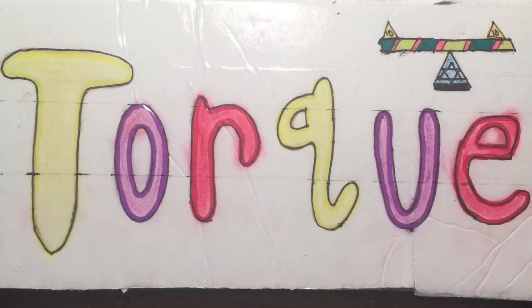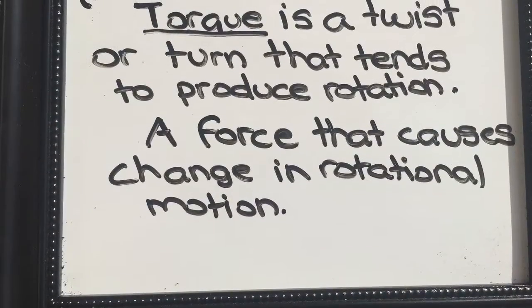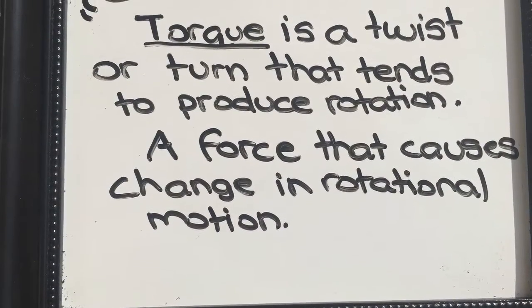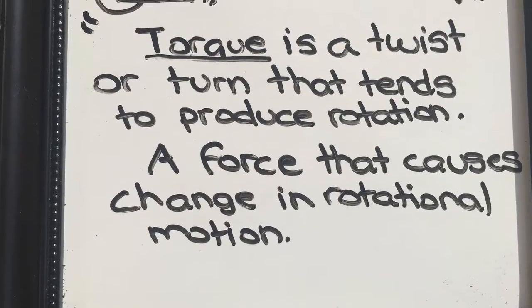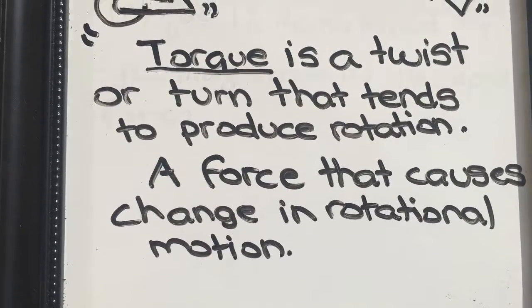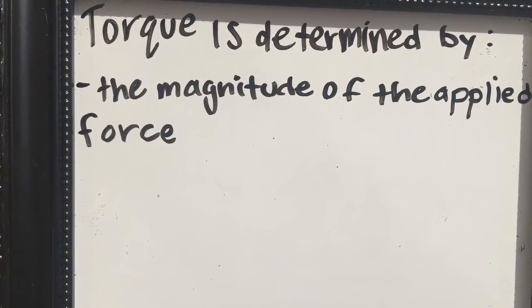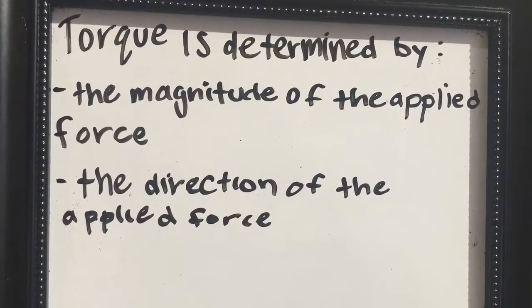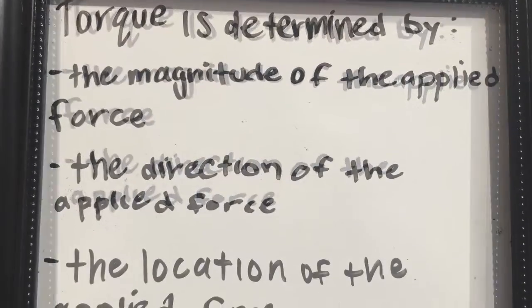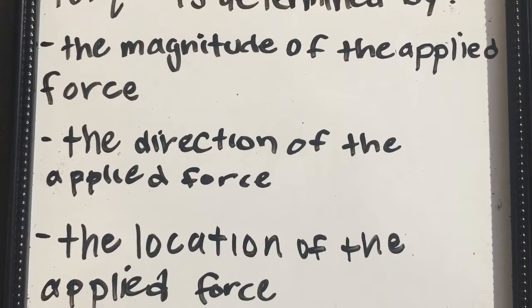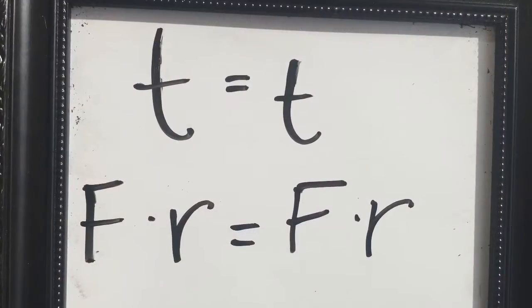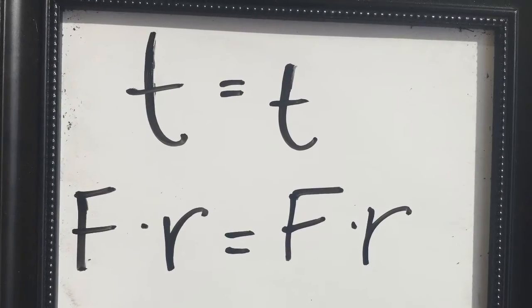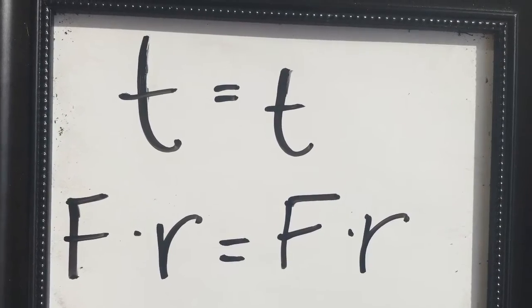The second topic is torque. What is torque? Torque is a twist or turn that tends to produce rotation, a force that causes change in rotational motion. Torque is determined by the magnitude of the applied force, the direction of the applied force, and the location of the applied force. The formula for torque is force times radius.